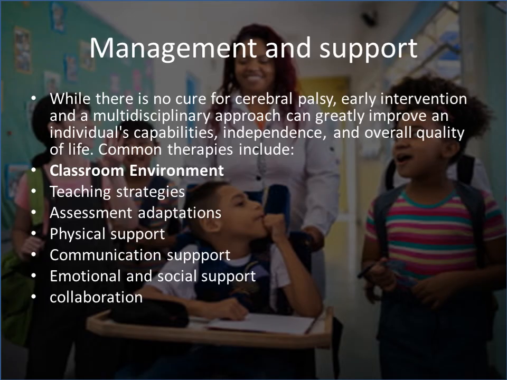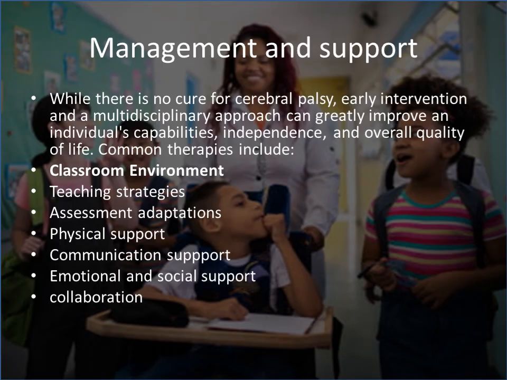So when we talk about the management and support of these kids in our inclusive classrooms, while there is no cure for CP, early interventions and multidisciplinary approaches can greatly improve an individual's capabilities, independence, and overall quality of life. And we have the classroom environment. We should use supportive chairs for posture, remove obstacles and clutter, and according to teaching strategies, we should give short and clear instructions and break tasks into smaller steps.